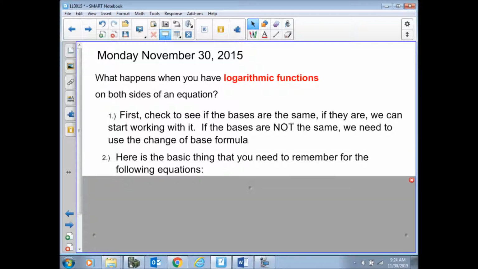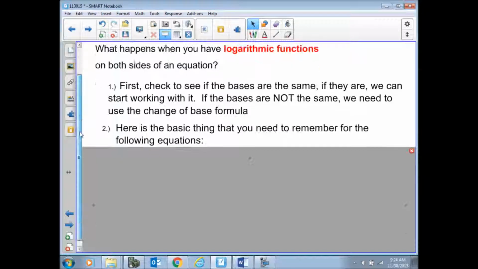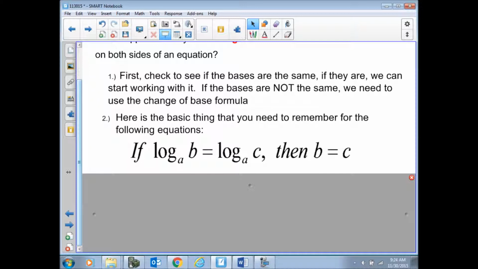All right, here's the basic thing you need to remember for the following equations. If you have log base A of B equaling log base A of C, then as Naya said, you can just say B is equal to C. You can drop the logs. So if you have an equation with the same base, then you can say B and C are equal to one another. All right, so write that down.